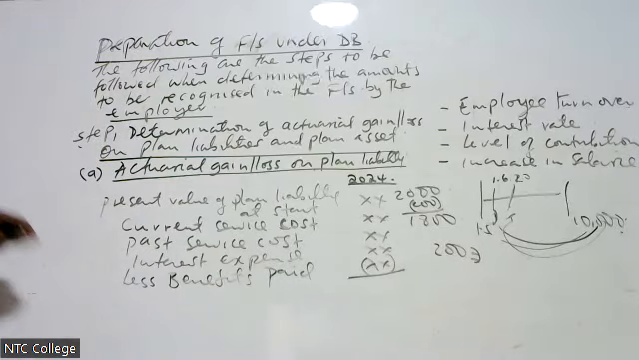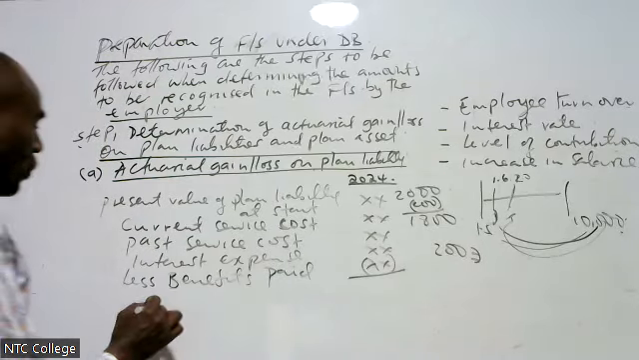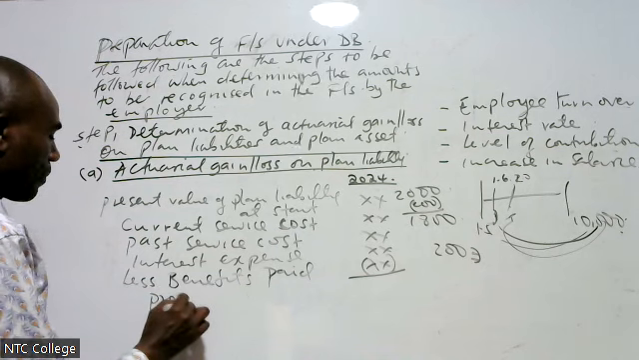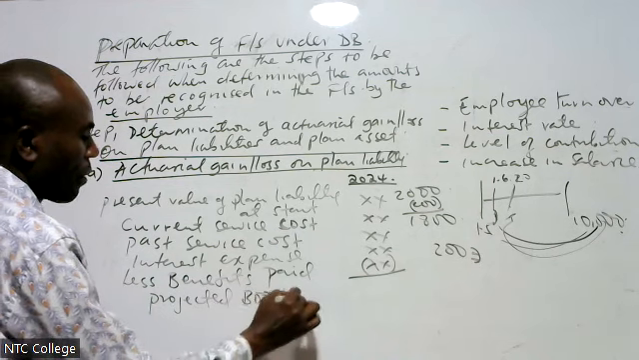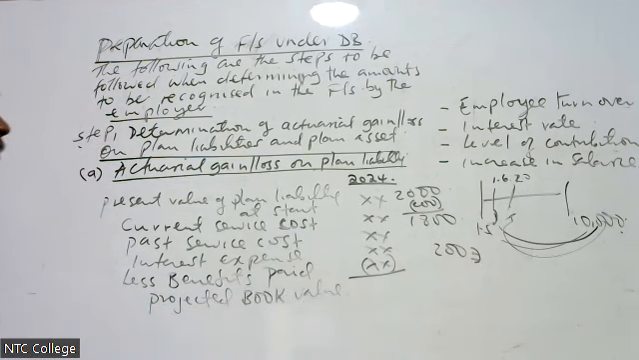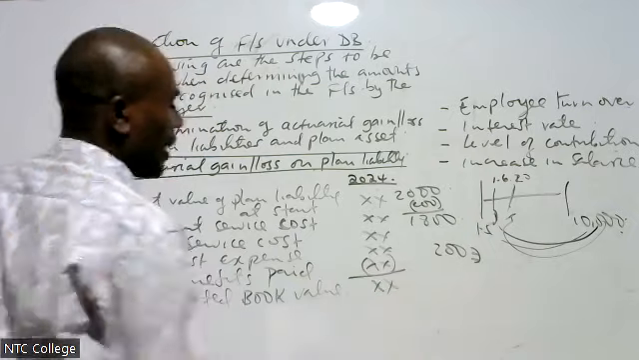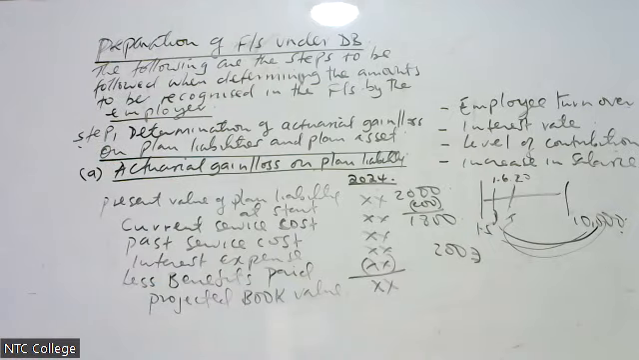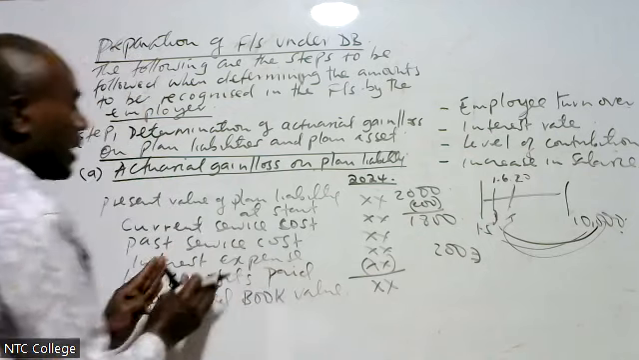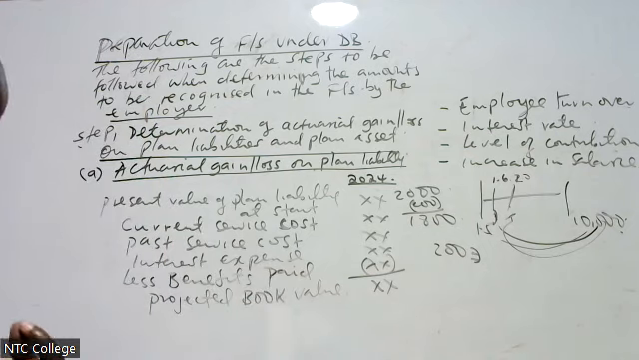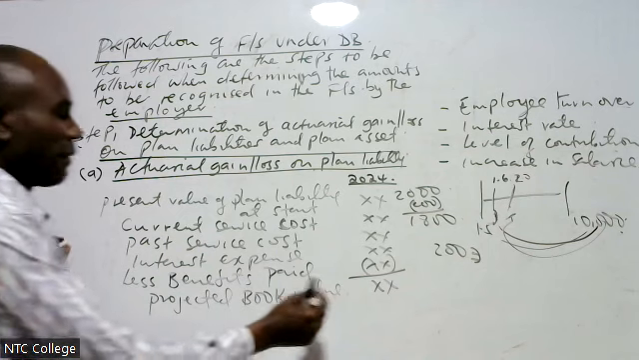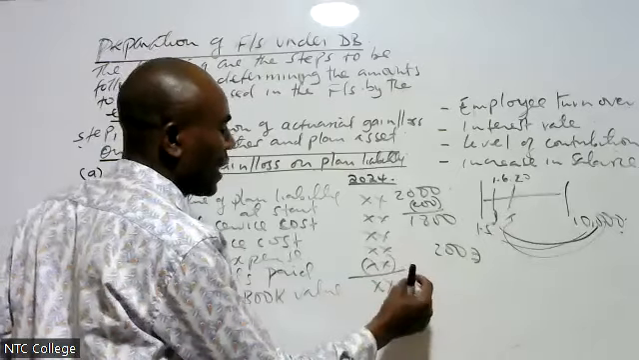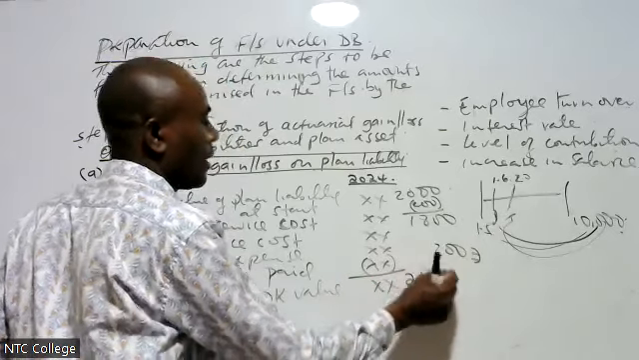Now, the actuary will be using these actuarial assumptions. Then we get what we call projected book value. Now, the actuary will come at the beginning of the year to evaluate all this. Remember, I'm using the words at the beginning of the year. He gives us the projected. For example, the projected here is 2,500.